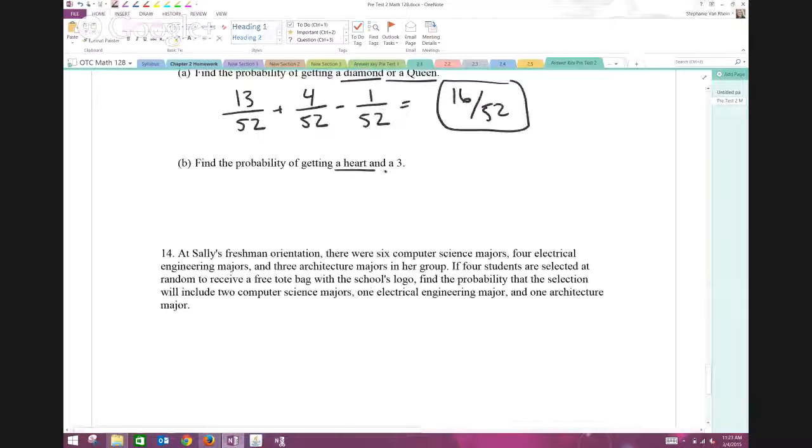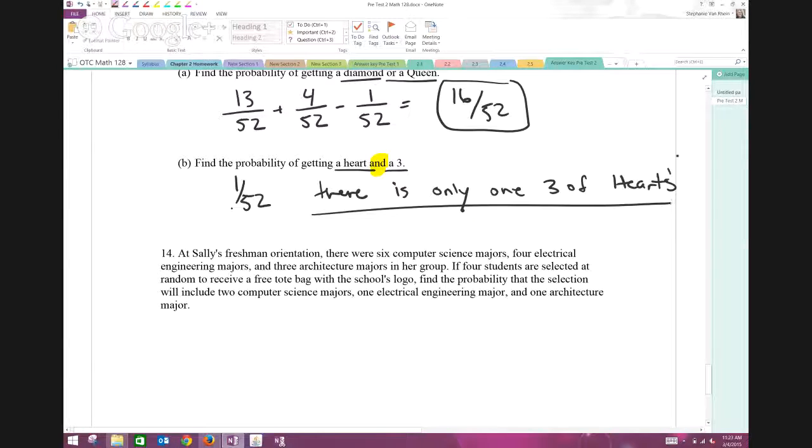Probability of getting a heart or a 3, 13 out of 52 hearts, plus, oh, sorry, this is not or. Probability of getting a heart and a 3. Key there, a heart and a 3. That's 1 out of 52. There's only one card, the 3 of hearts. So be careful with that.